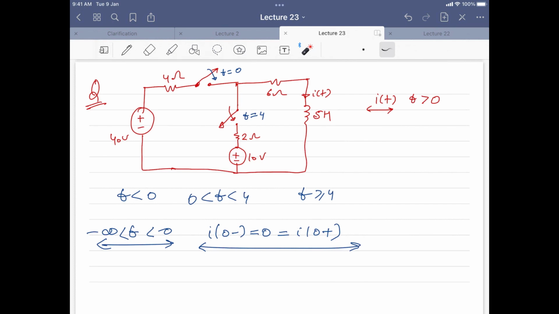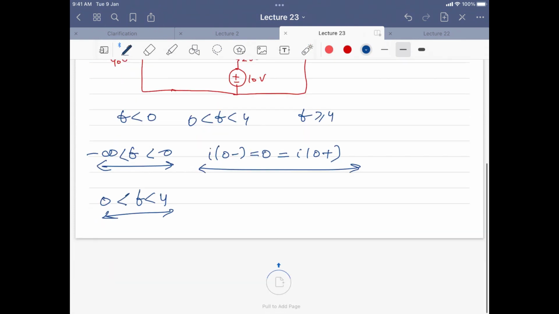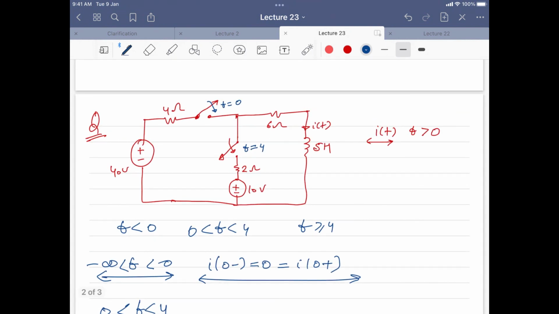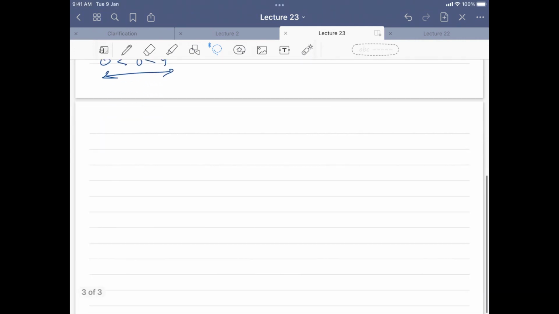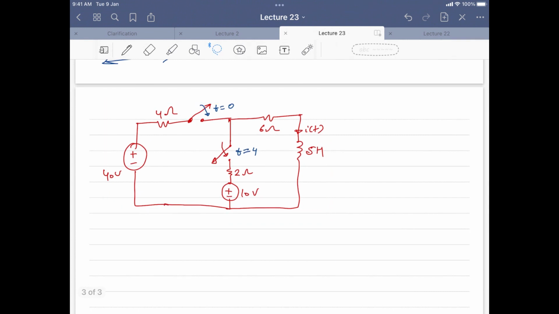So in the 0 to 4 situation, where your time is between 0 to 4, what will happen in that case? Let me copy this here. So here, if this closes, this will be closed, and this is still open, right? This is still open. So now if I want to know the current in this 5 Henry inductor in this interval, it will be 4 into 1 minus e raised to minus 2t. Yeah, that is the final answer, right?